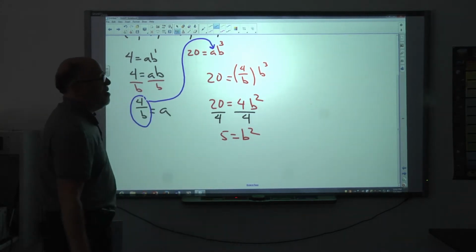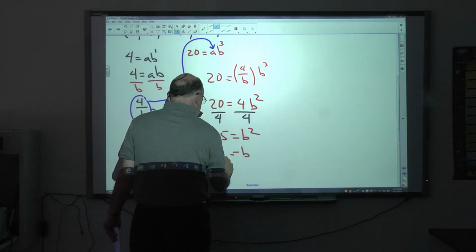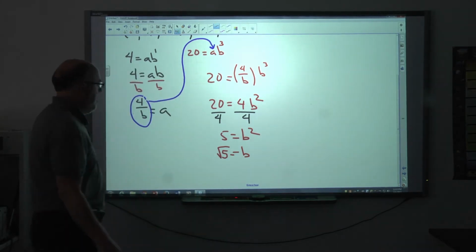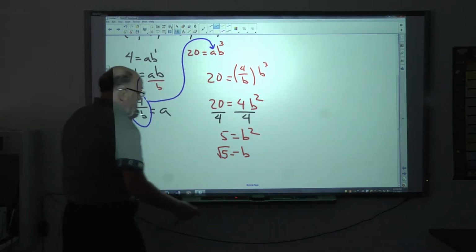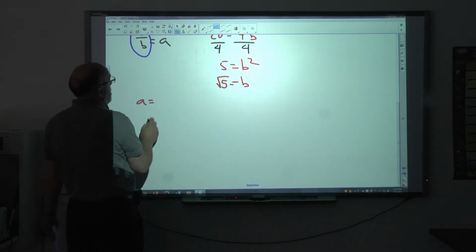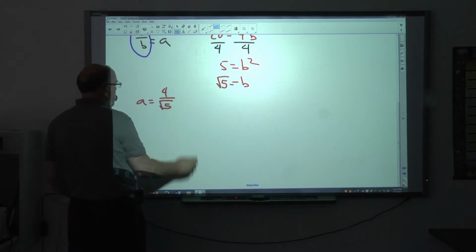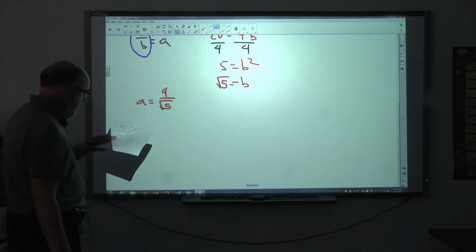The opposite of squaring a number is to find the square root, and so b is going to equal the square root of 5. And then a is going to be 4 over the square root of 5.